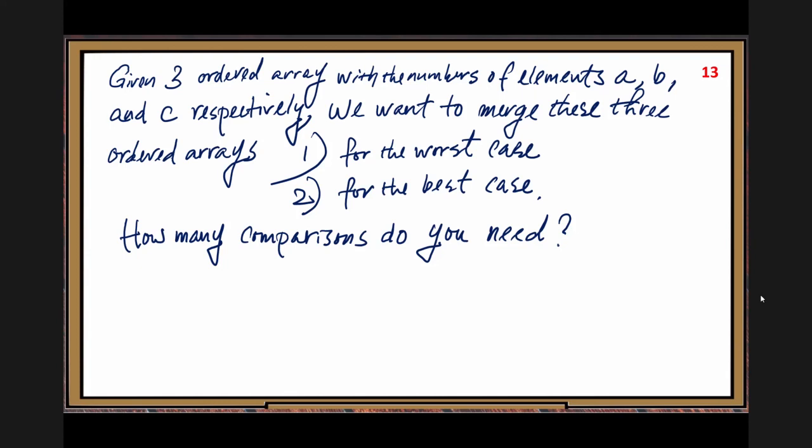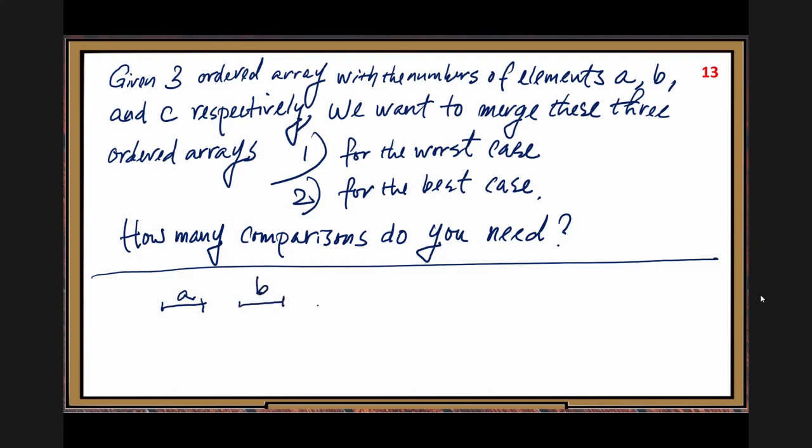Okay? So here, let me explain a little bit. We try to do some analysis here. Because when you merge, so here, 3 arrays, A, B, C. So you have A here, you have B here, C somewhere here. So when you merge, you have a few choices, right?